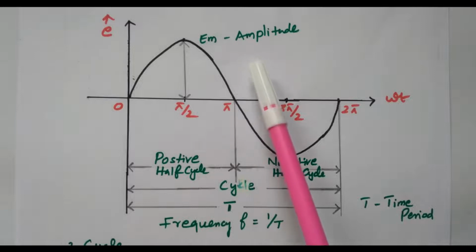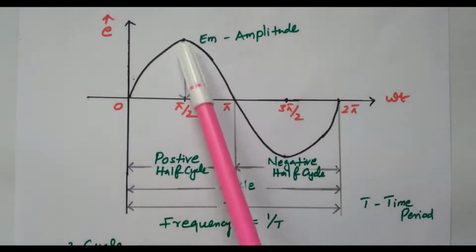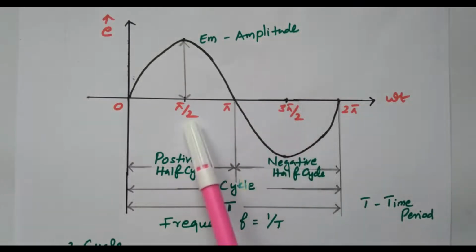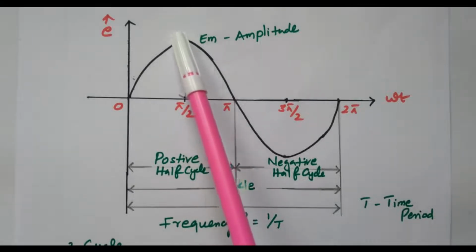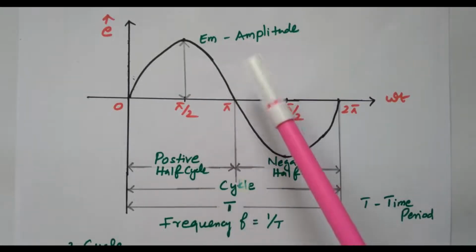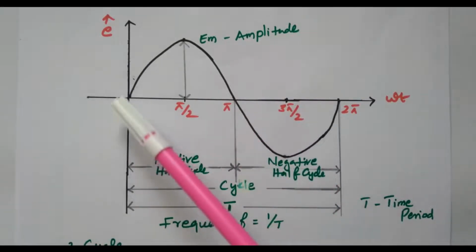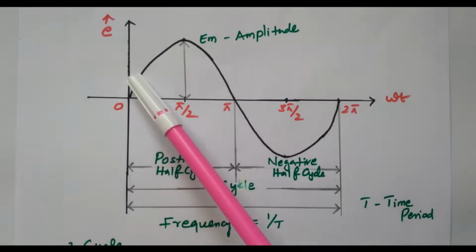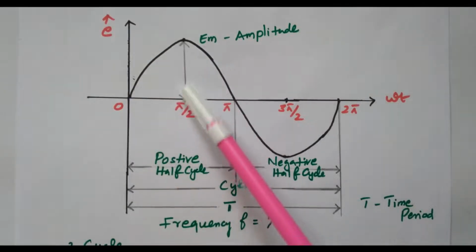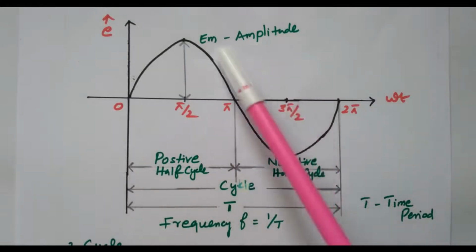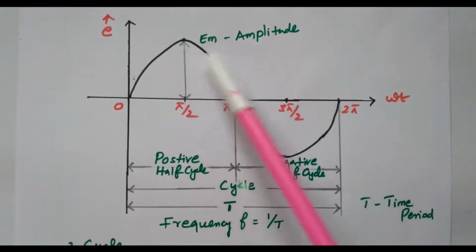So what is amplitude? The maximum value is called the amplitude, where it is available at pi by 2, that is sine pi by 2, sine 90, we have the maximum value. So this is the maximum value. Amplitude is nothing but the maximum value. So here it is 0, then keeps on increasing, and at this point it reaches the maximum value. So this amplitude is nothing but a maximum value. This value is nothing but the amplitude.